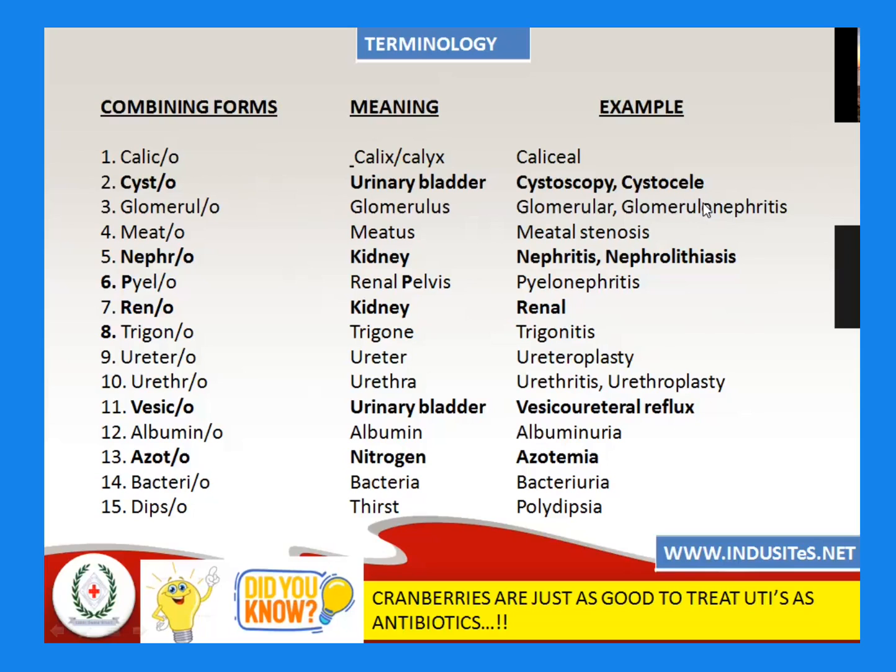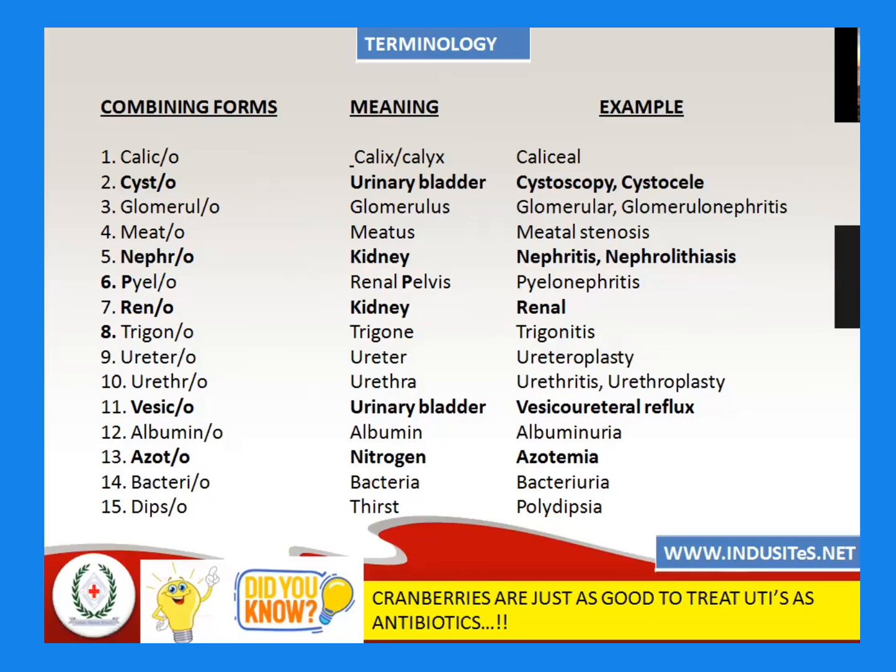The third example I gave you is cystoscope, whereas scope stands for instrument used for visual examination. So the instrument used for visual examination of the urinary bladder is known as cystoscope. Then the third combining form is glomerulo. Glomerulo stands for glomerulus, the glomerulus of the nephron. Glomerular is the example here. Divide it: AR stands for pertaining to or related to, whereas glomerulo is glomerulus. So pertaining to or related to the glomerulus is glomerular.